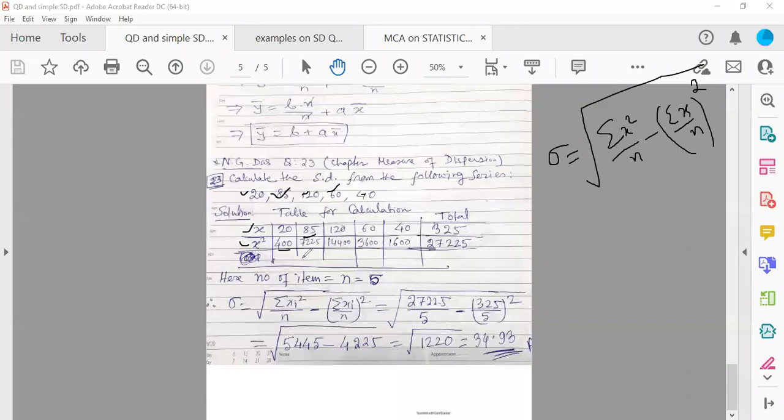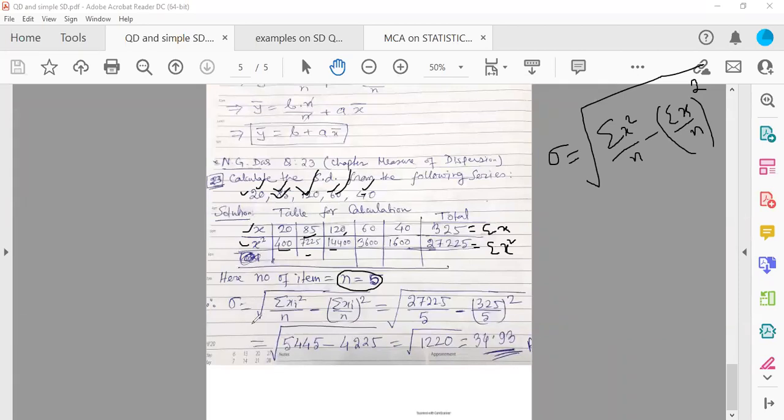85 whole square, 7225, 120 whole square, 14400, and so on. Now this is the addition, and you write this addition as summation x, adding all values, and this addition is called summation x square. Now you put these values here. And what is the total number of items? Number of items is equal to 5: 1, 2, 3, 4, 5.